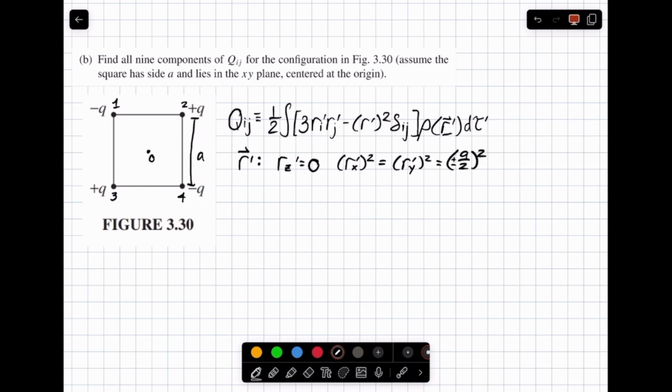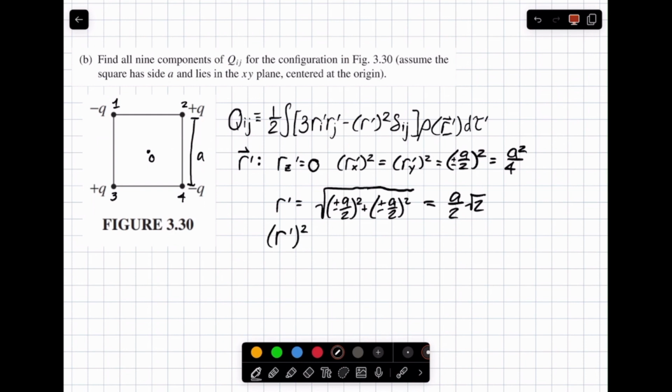Remember, this is a plus or minus depending on what point you're actually looking at. But once you square it, if there is a minus, it will go away. So we get a squared over 4. If we look at the magnitude for r prime, it's going to be the square root of plus or minus a/2 squared, plus plus or minus a/2 squared. This is going to turn out to be a/2 square root 2, no matter whether you're dealing with pluses or minuses. And so the magnitude of r prime squared is going to be equal to 2a squared over 4.